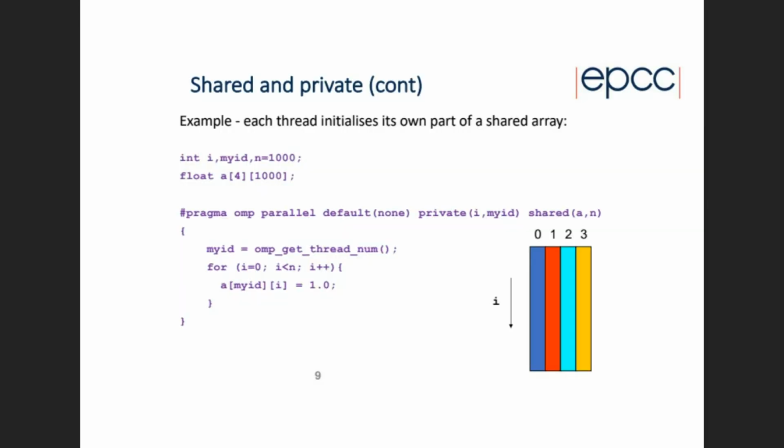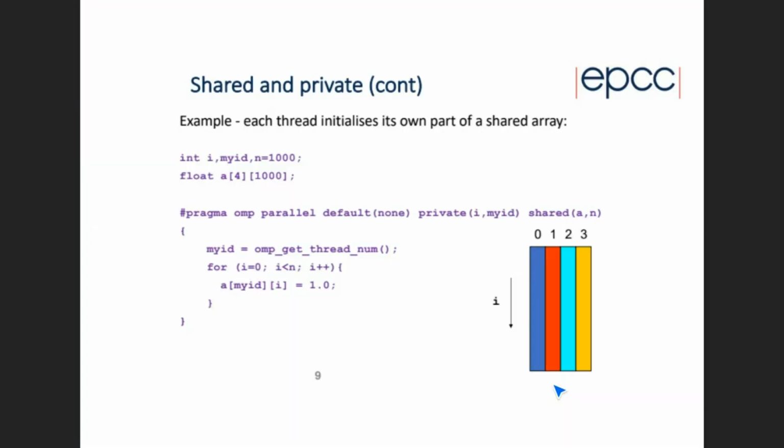Okay. So, a shared array. Suppose we want every thread to initialize a different part of it. For simplicity, I've got an array with 4 columns, and I'm going to assume I'm going to use 4 threads. Slightly glossing over how we arrange for there to be 4 threads, but we've seen how we can use the environment variable to do that. And so each thread initializes a different column of this array.